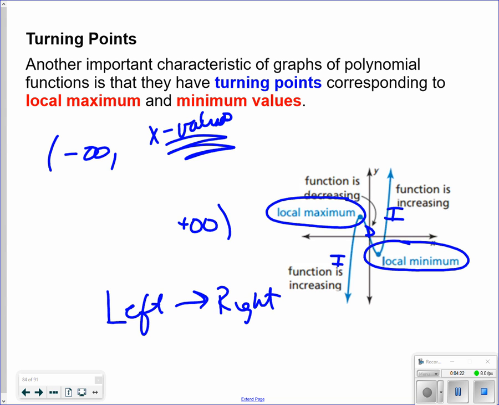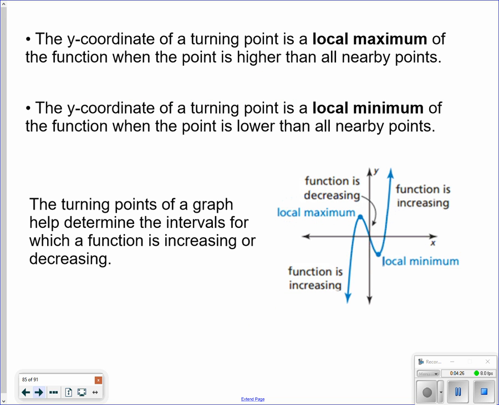So let's go through one. This is going to be a little challenging, and again, we're going to need our graphing calculator. The y-coordinate of the turning point is the local max of the function. The y-coordinate of the turning point is the local min. Those turning points of the graph help determine the intervals for which the function is decreasing or increasing.